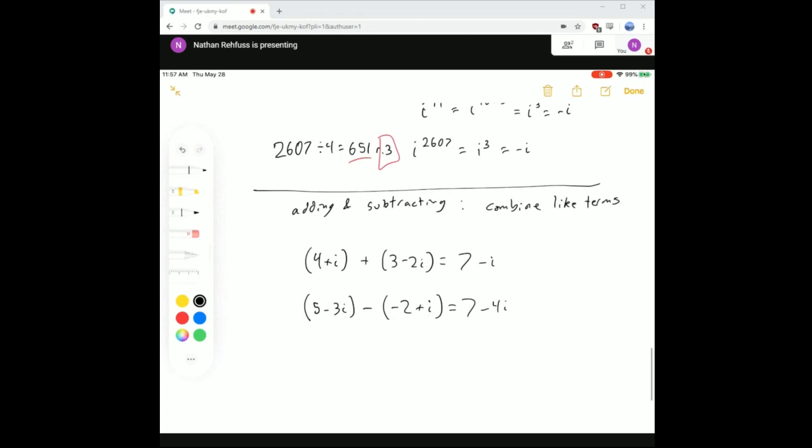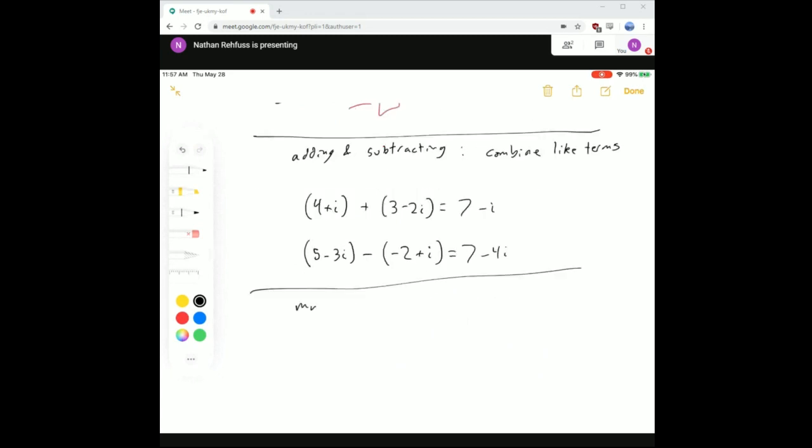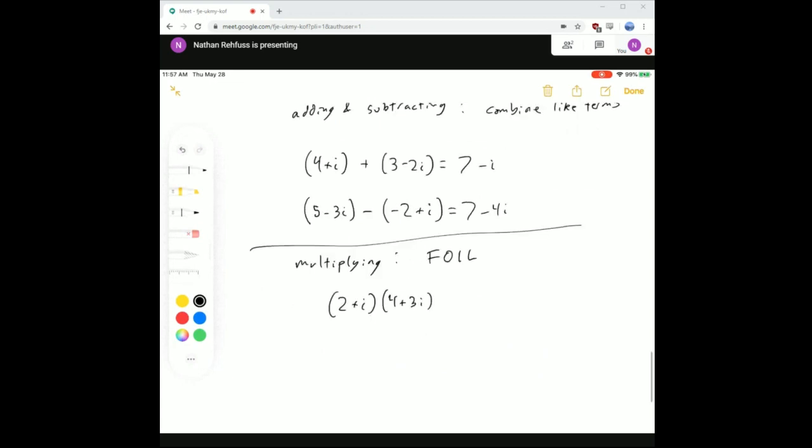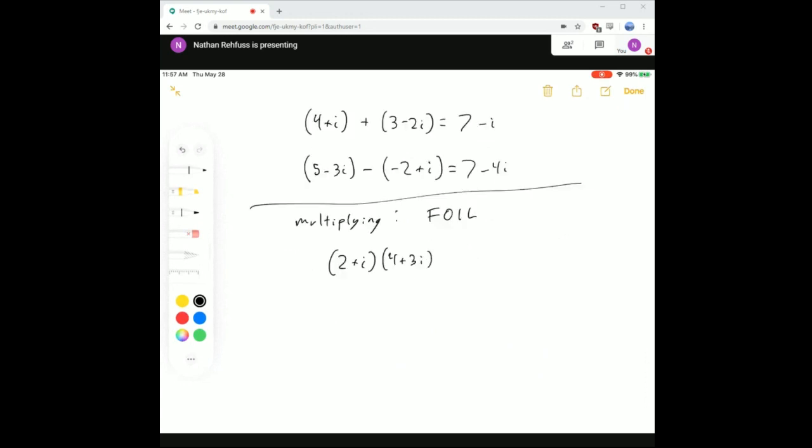Multiplying is a little bit trickier, but you already know how to do it. We can just FOIL. So if I asked for 2 plus i times 4 plus 3i. Oh, I'm going to go on a tangent about this one. I can feel it coming. Let's get the algebra done first.